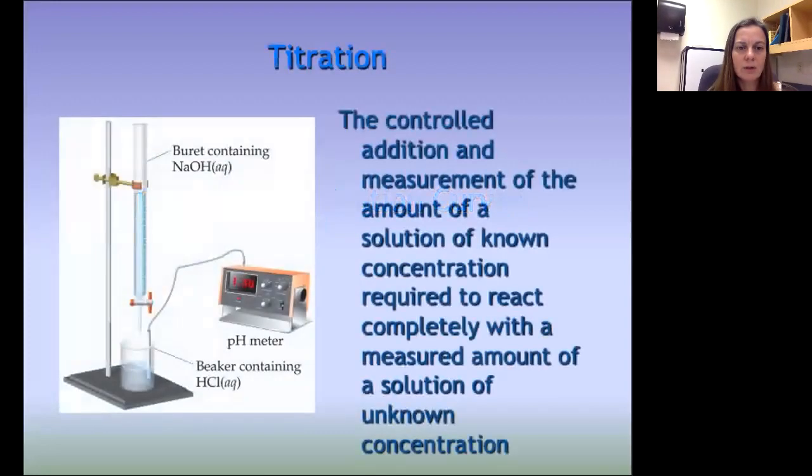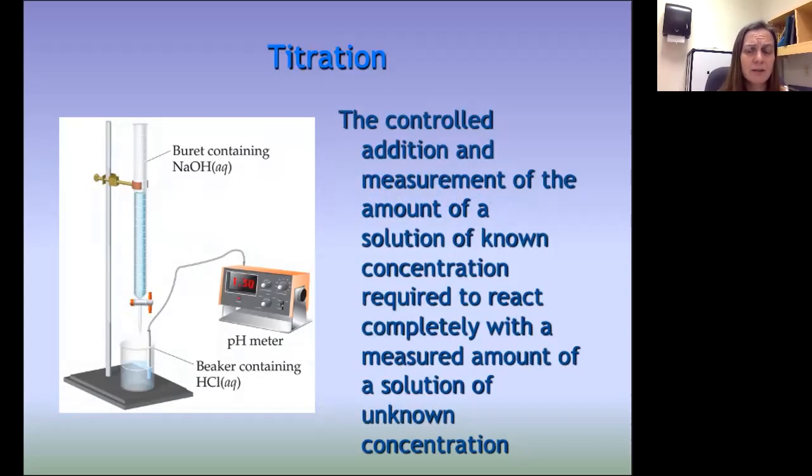So what is a titration? First of all, a titration is just the controlled addition of an amount of a solution of a well-known concentration that is required to completely react with a measured amount of our solution of unknown concentration. The purpose of a titration is to use the volume and concentration of a known solution in order to determine the concentration of an unknown solution.